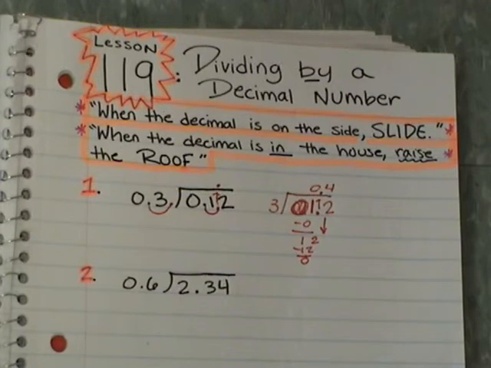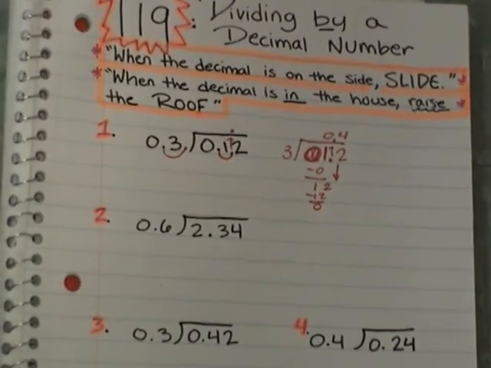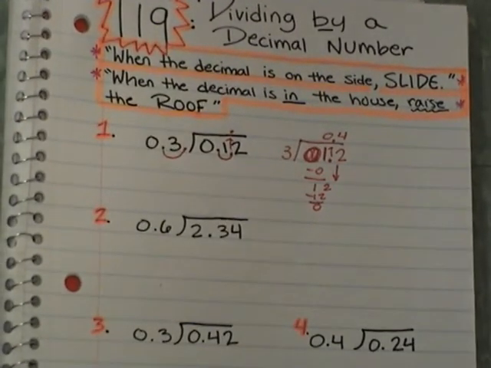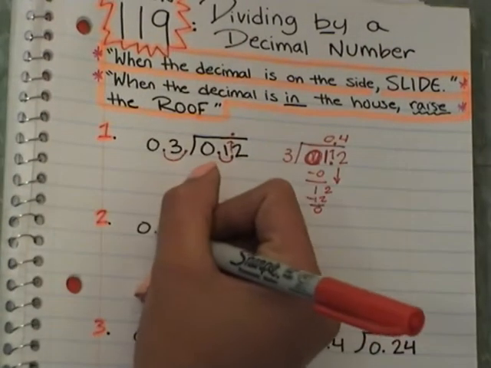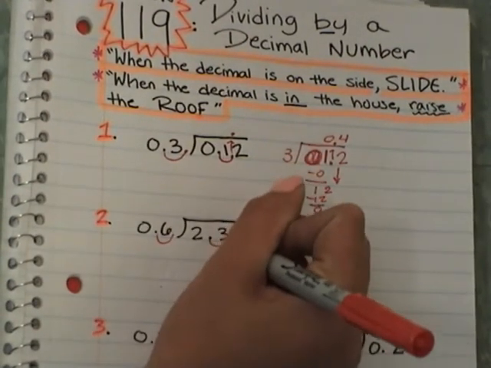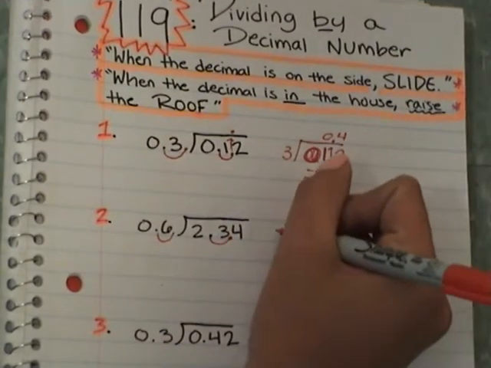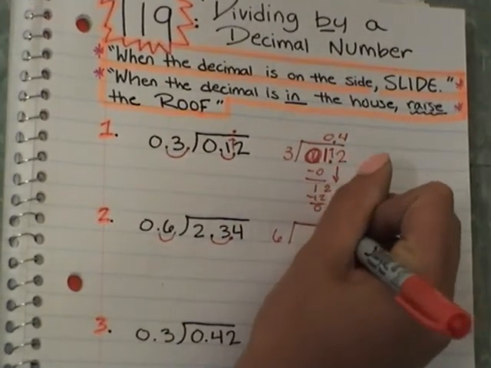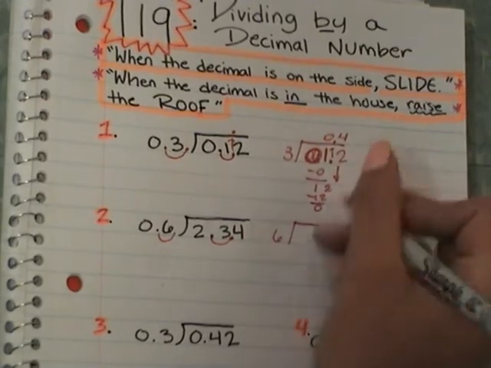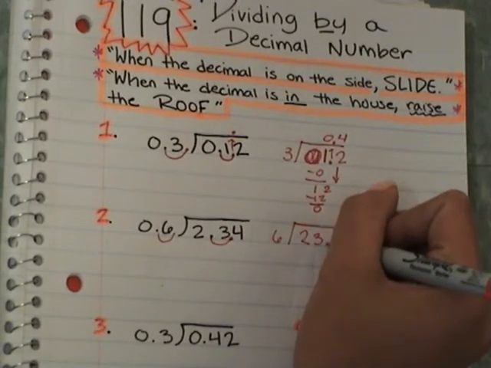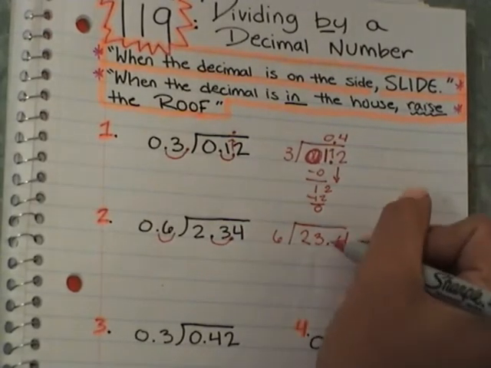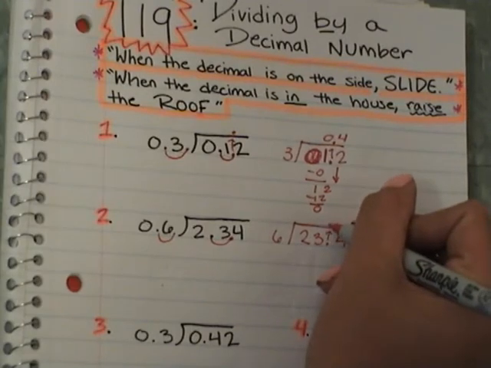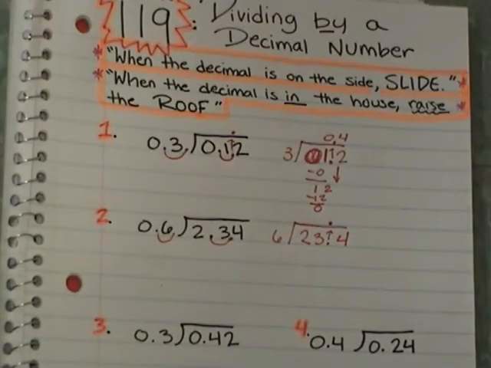Alright, I'm going to show you this again. Sorry, that one's a little bit sloppy. Let's try number 2. If my decimal is on the side, slide. So I move this once. If I move that once, I have to move this once. So if I rewrite it, I have 6 going into 23 and 4/10. When the decimal is in the house, raise the roof. And now I can do my normal division.